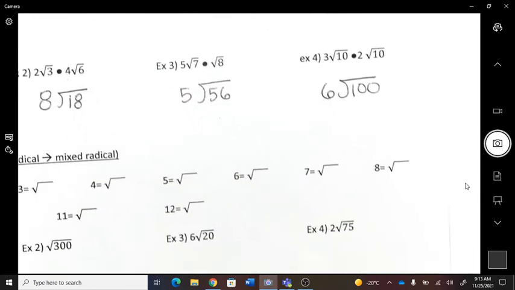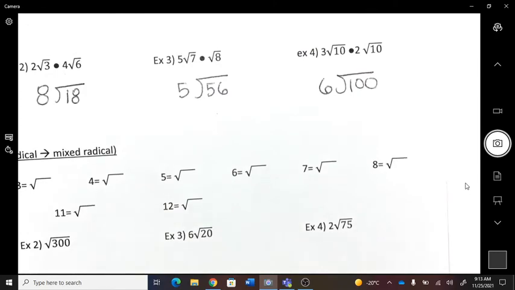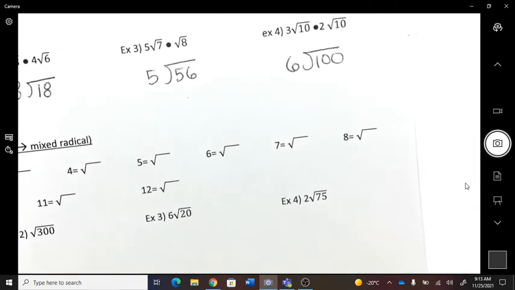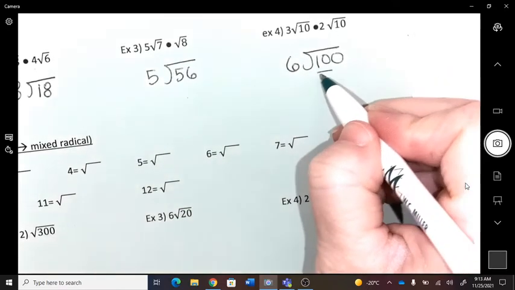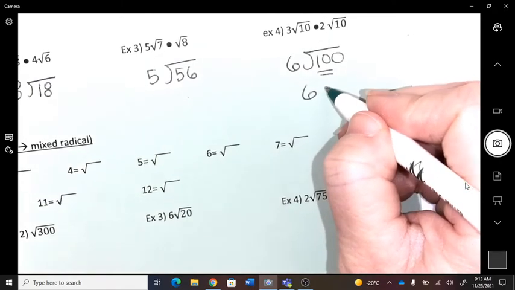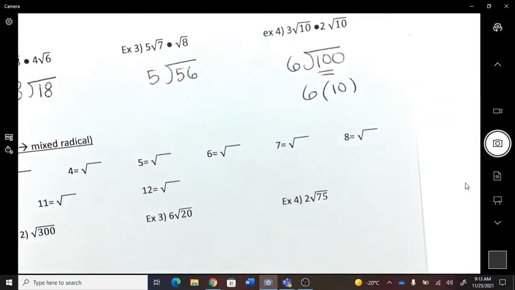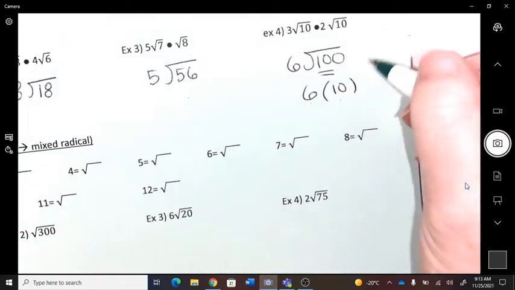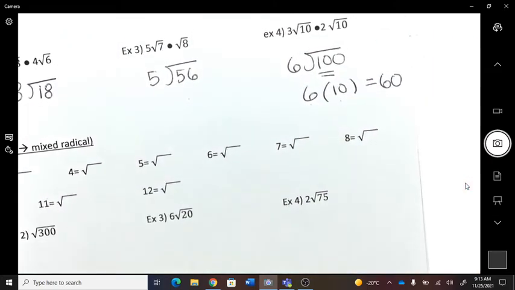Okay, so this example I'm not done. Does anybody see anything I could maybe go further with on that? Do you know what the root of 100 is? It is 10. Okay, that's not a root 10, right? It gets rid of the root. The root of 100 is the whole number 10. Now this is a whole number times another whole number, which makes 60.